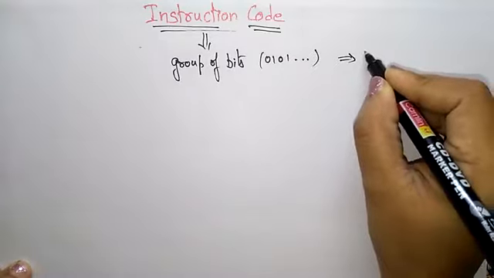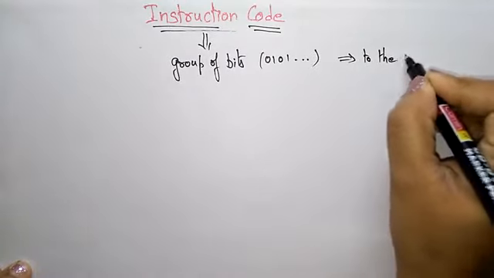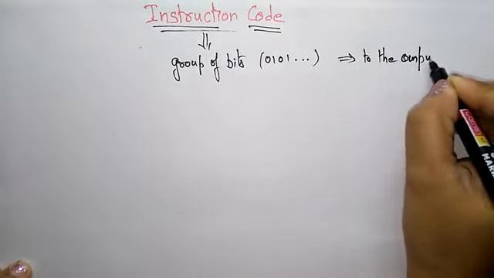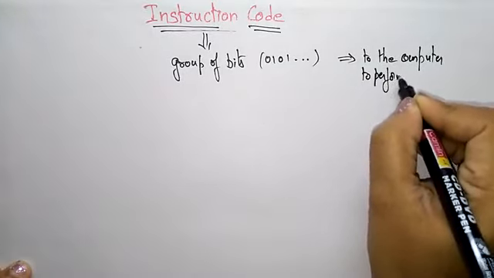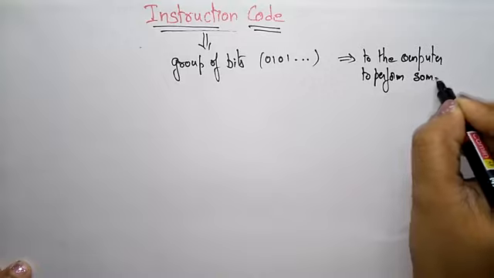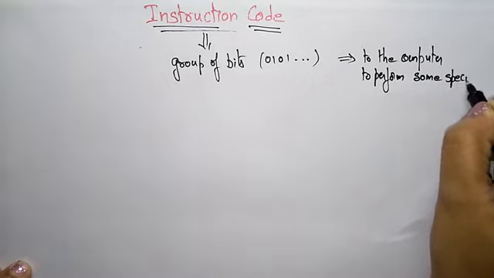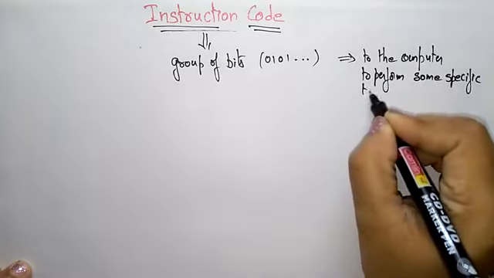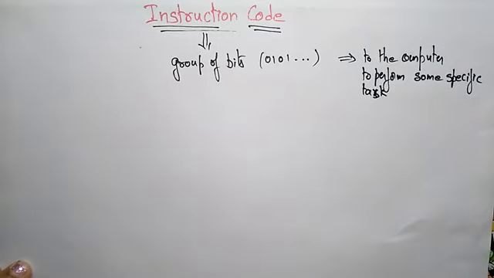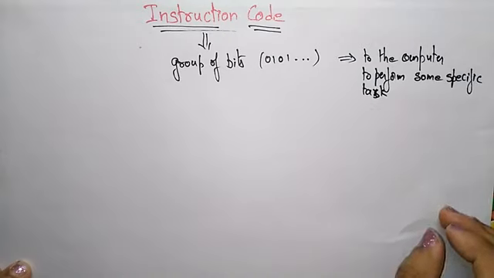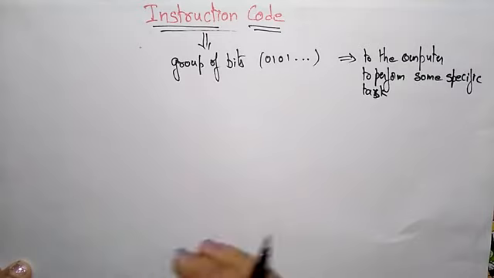It says to the computer to perform some specific task. Whatever the task is, it is just telling the computer to do some work. Here every computer has its own particular instruction code format. Whatever computer you take, they have their own instruction format.